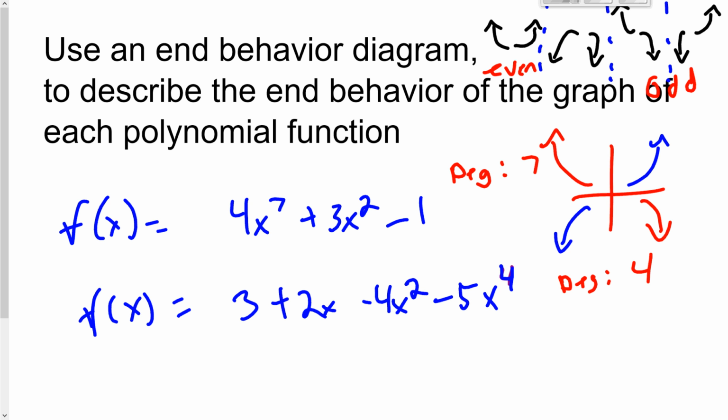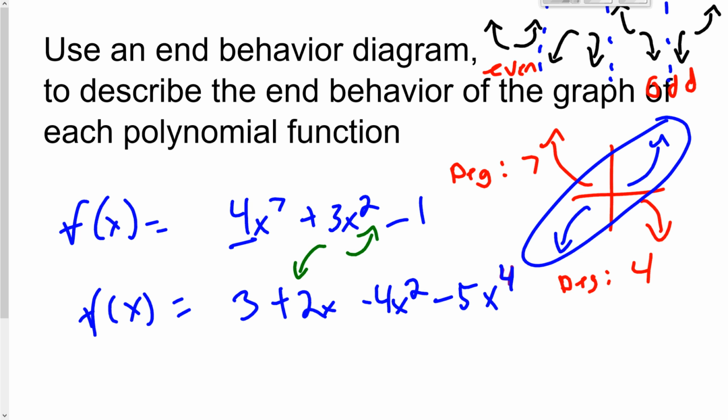Now we just have to look at our leading coefficient. Here it's a positive 4, so that means it's going to go down to the left and up to the right. That's our end behavior, and we just draw it like this. So that's how I draw the answer for the end behavior, and how I describe it: down to the left, up to the right.